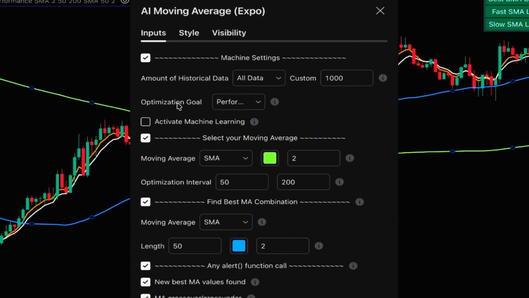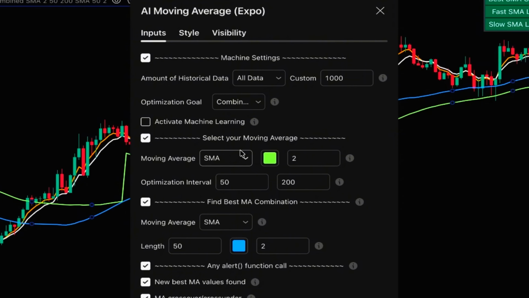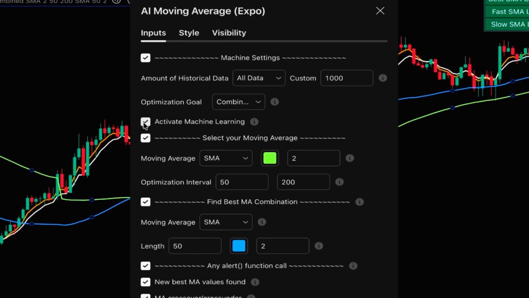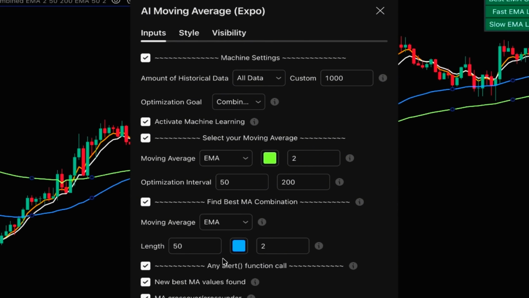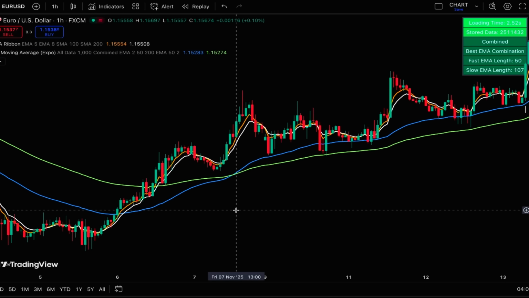And then here for the optimization goal, we can choose performance, win rate, or combined. We choose combined, so the indicator will be optimized for both performance and win rate. And then here we activate machine learning, so the indicator will use a machine learning algorithm in the calculations. And then for this moving average, we set it at EMA, and also for this moving average, we set it to EMA. Alright, we're done with the settings of this indicator, and now let me teach you how you can trade and find buy-sell signals based on these moving averages.